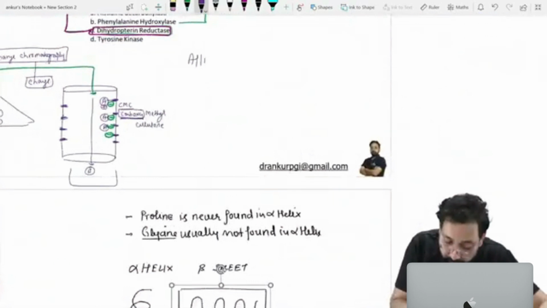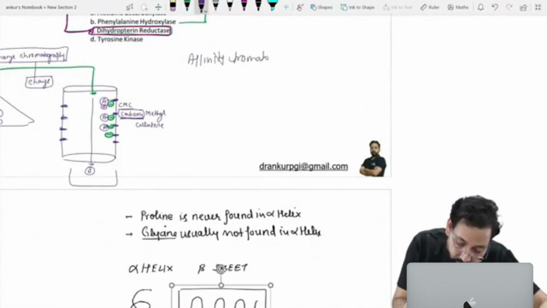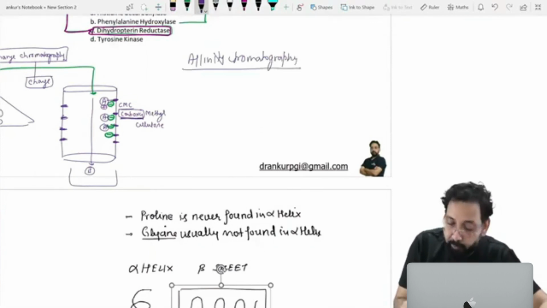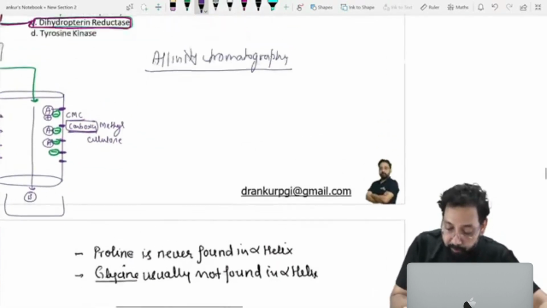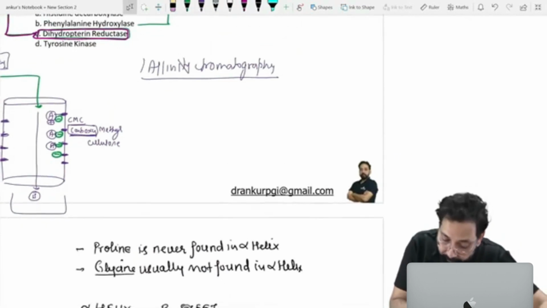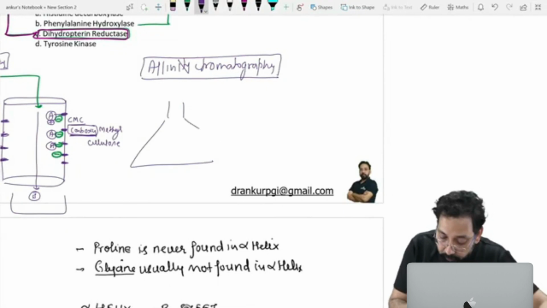And now affinity chromatography. What happens in affinity chromatography? Suppose this is a solution of two proteins, A and B. Suppose protein B is antigenic.